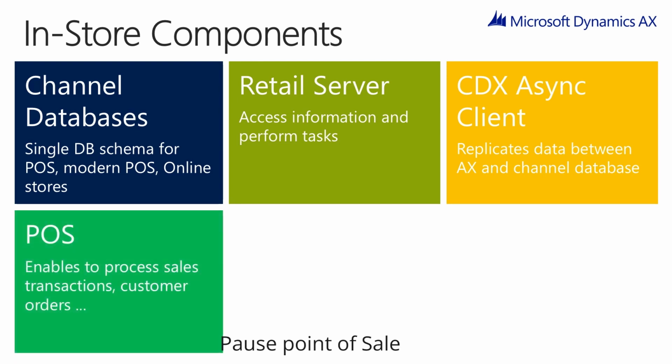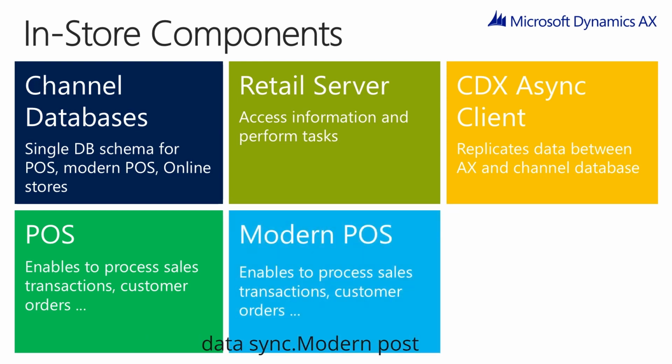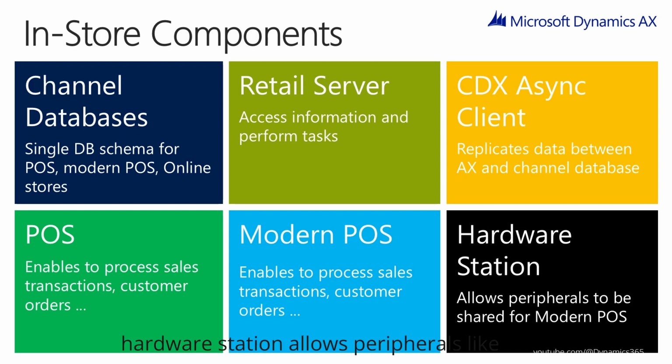POS. Point of sale enables users to process sale transactions, customer orders, real-time customer and loyalty program, flexible price and promotions, daily operations, inventory management, and so on. It also offers offline support with offline data sync. Modern POS. Modern point of sale enables users to process sales transaction, customer orders, daily operations, inventory management by connecting to retail server for all business functions and data. Hardware station. The hardware station allows peripherals like printer, cash drawer, pin pad, scale to be shared for modern POS. It supports OPOS and Windows devices.